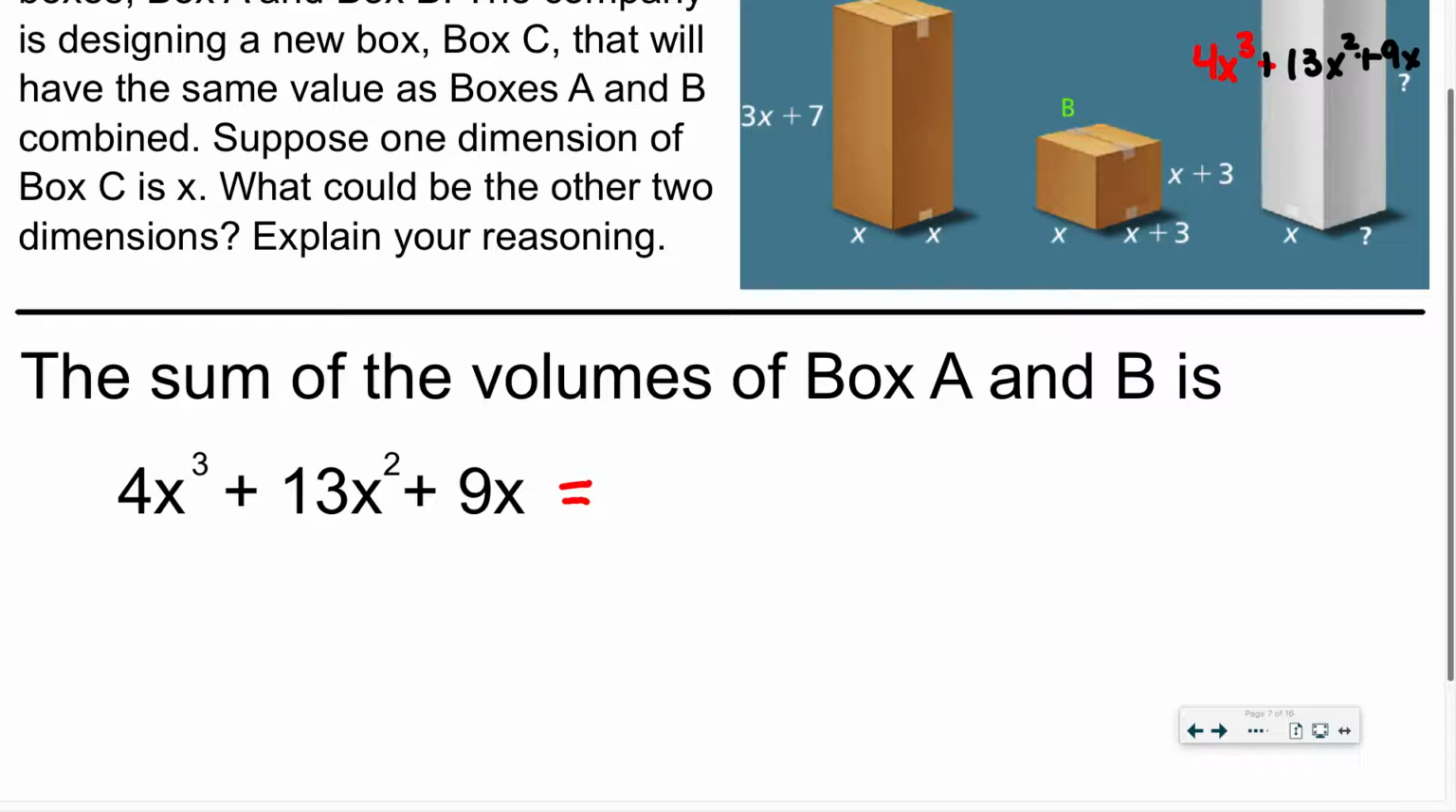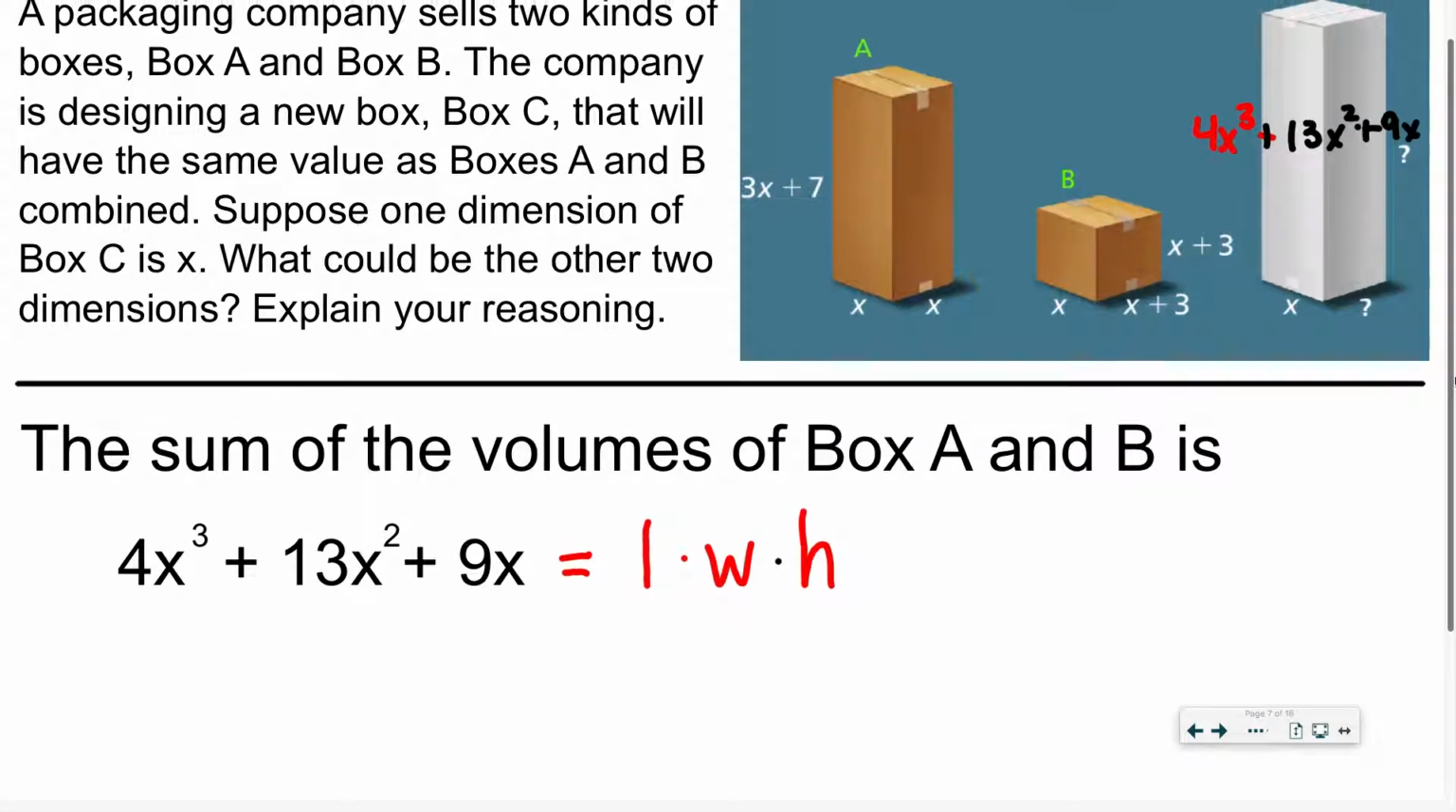How would I get the volume of that box? I would multiply the length times the width times the height. Do I know any of those values? You know that. Do I know any of them? What one was given? I know one of them, so I have x times the width times the height.